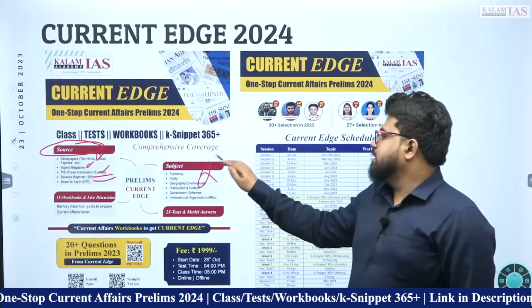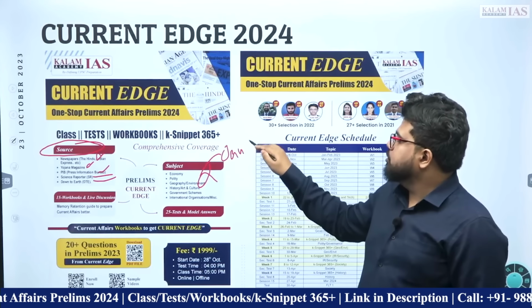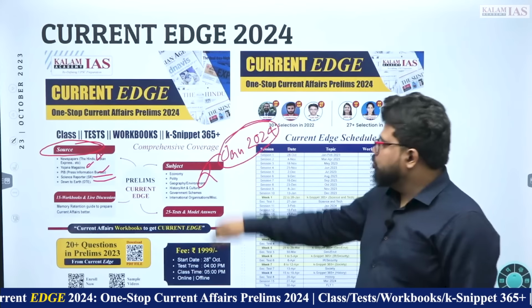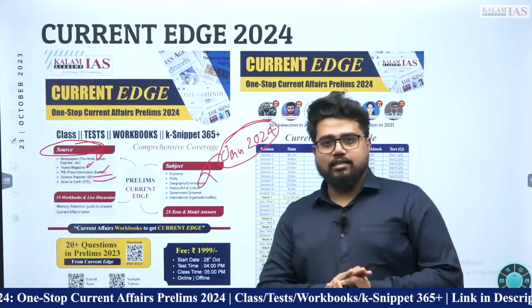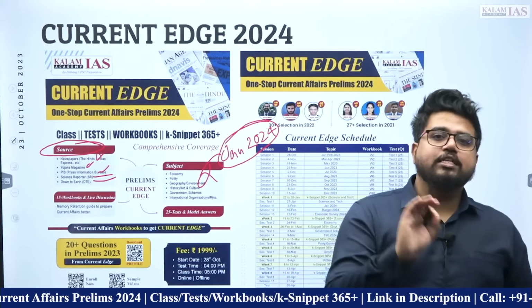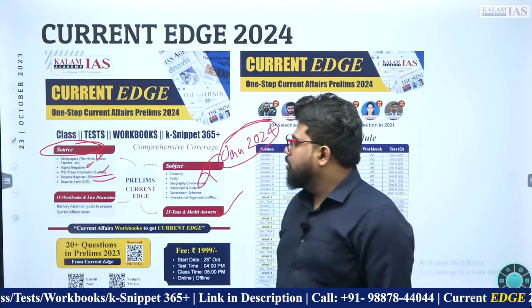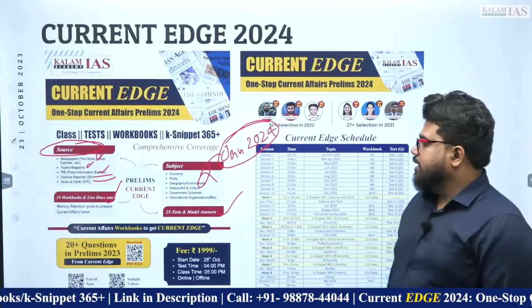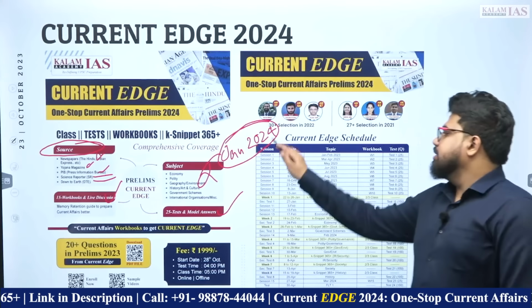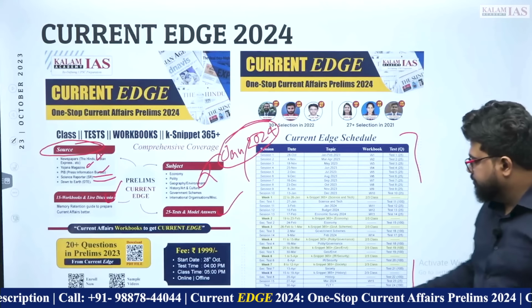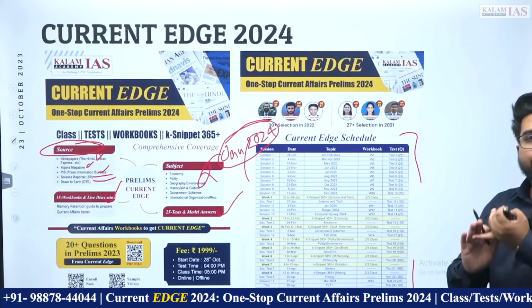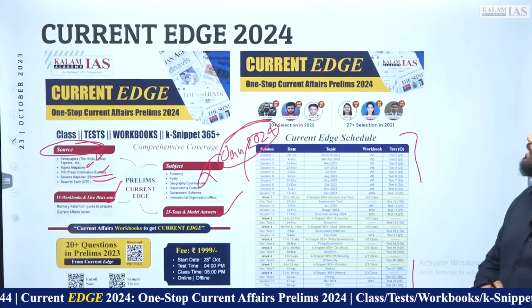Subject-wise coverage classes will start from January 2024. Till January, for 2 months, you will be having only weekly classes, and we will start with 20 to 30 topics from 28th of October. Then you will have regular tests and workbooks, and live discussion will be a part of this. The detailed schedule is provided here. If it is not clear, go to the website, you will get this detailed schedule there.